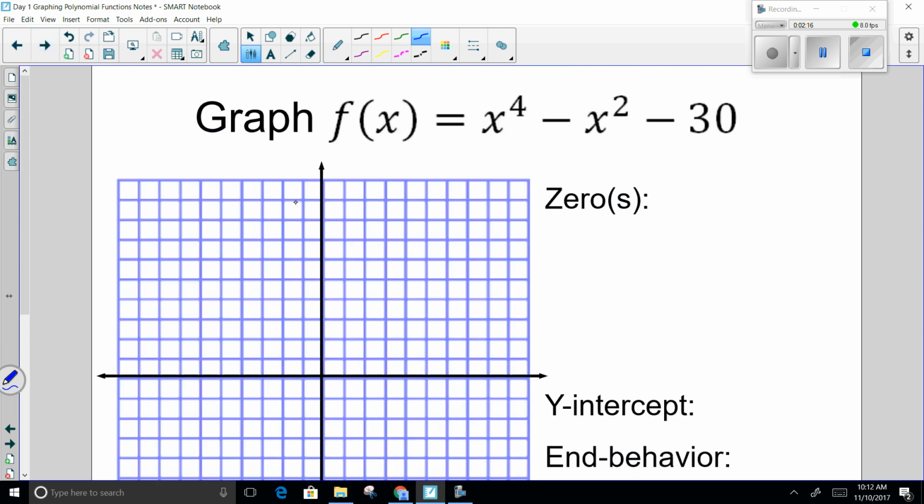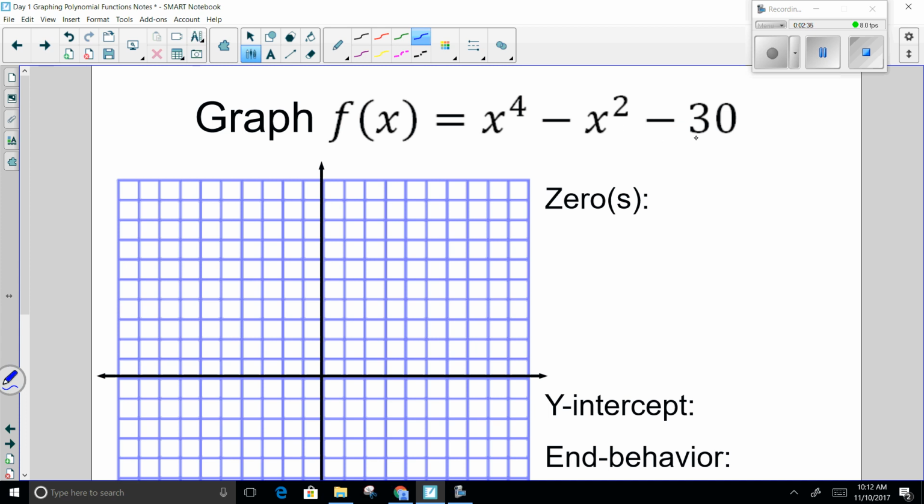So what we're going to do is we're going to graph f of x equals x to the fourth minus x squared minus 30. So the first thing that we want to do is we want to find the zeros. How do we find zeros from our previous unit? We factor. So we're going to take x to the fourth minus x squared minus 30, and we're going to factor it.